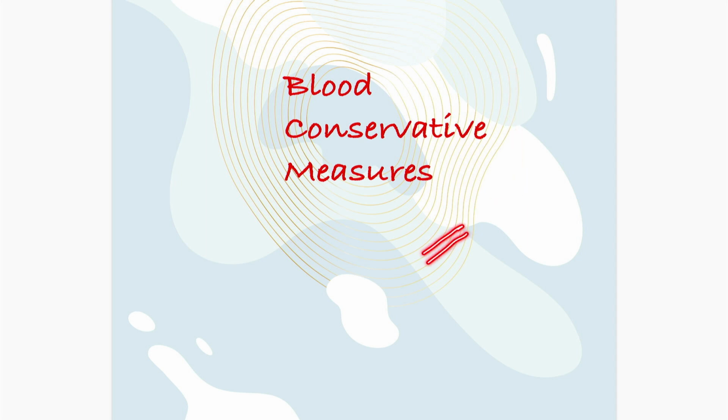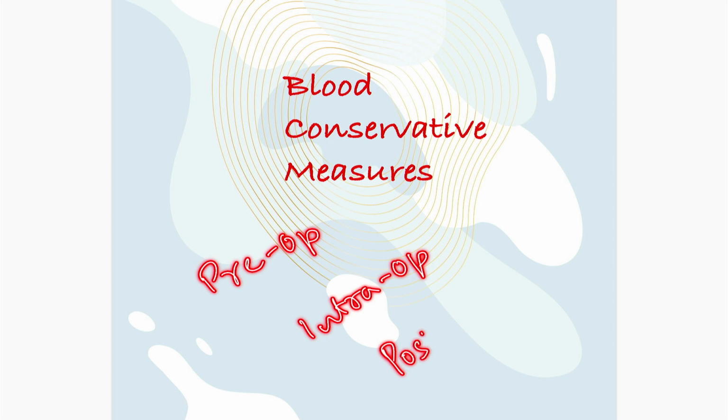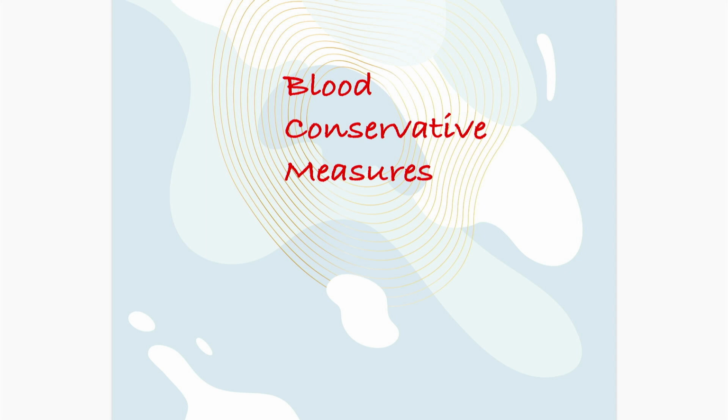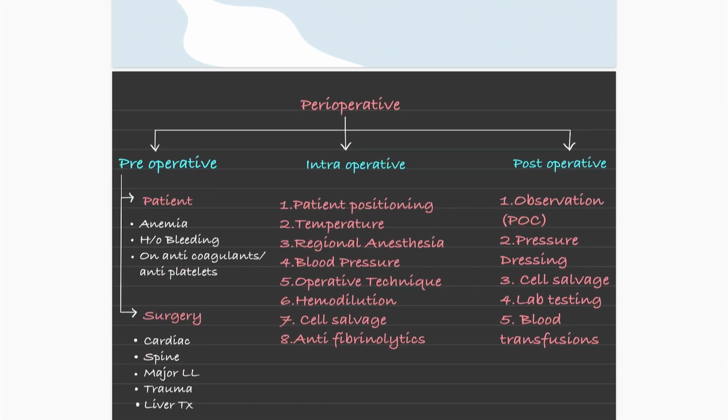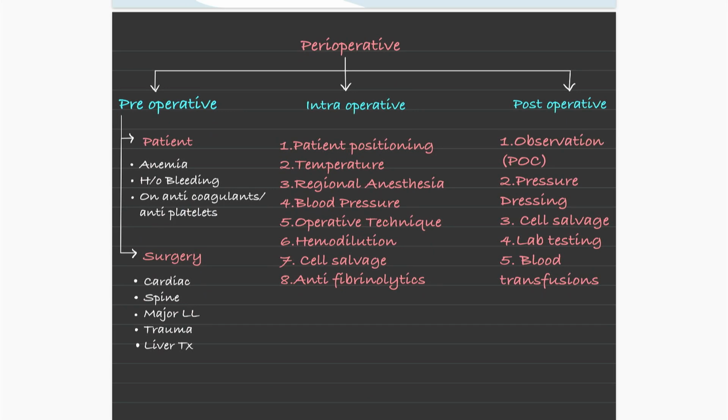Blood conservative measures are really important for an anesthetist to optimize the condition of the patient. They are planned perioperatively, so there are measures preoperatively, intraoperatively, and postoperatively which help in blood conservation. To summarize, we have noted points which are used as blood conservative measures in the preoperative, intraoperative, and postoperative periods. Preoperatively, there are patient factors and surgical factors.